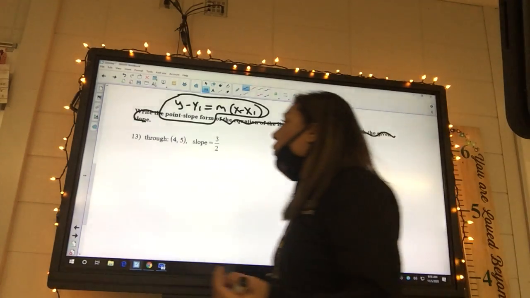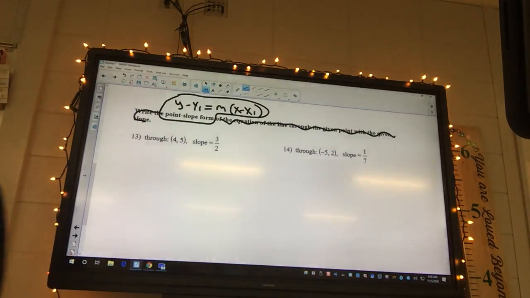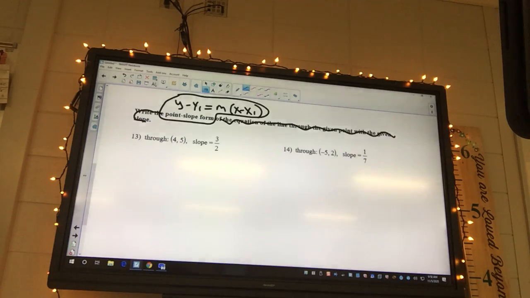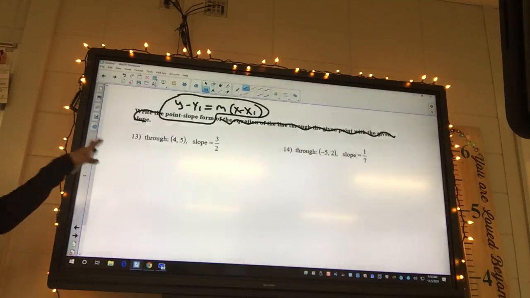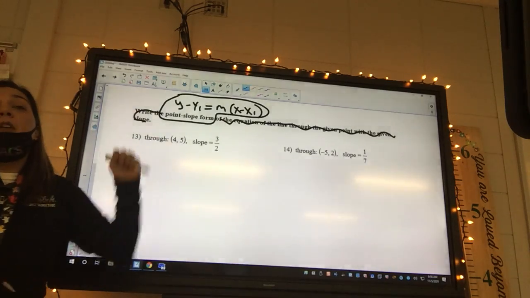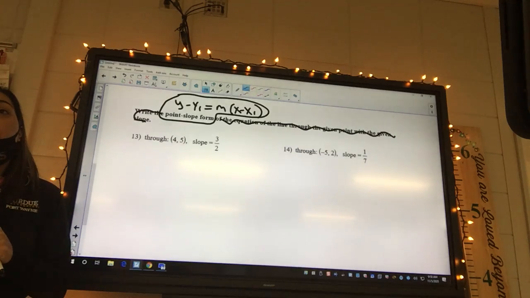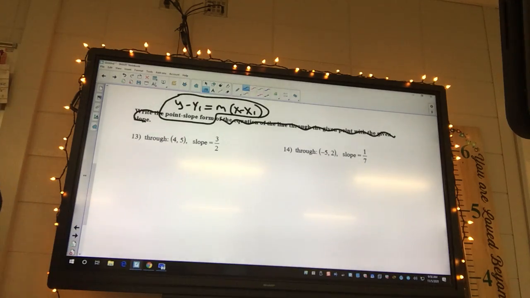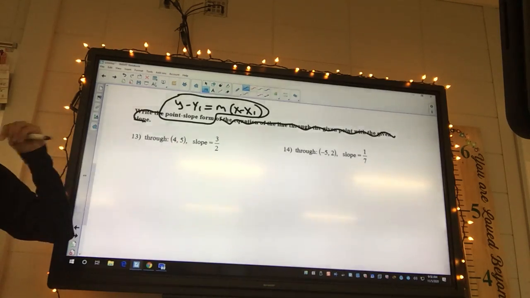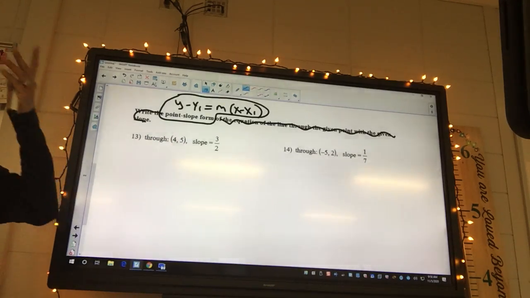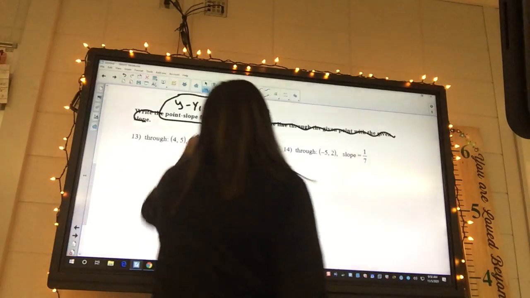Okay, so now we have to look. We have a point and a slope. So what do we need to do? Think about what I said. We have a point and a slope. So what formula are we going to use? Point slope. Okay, so constantly think about that. What do you have? Well, you have a point and a slope. There's only one formula that says point slope. Okay, so plug this stuff in where it goes.